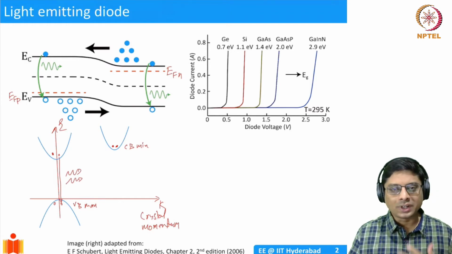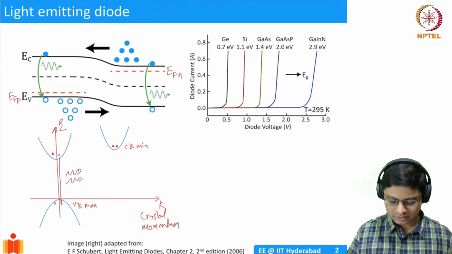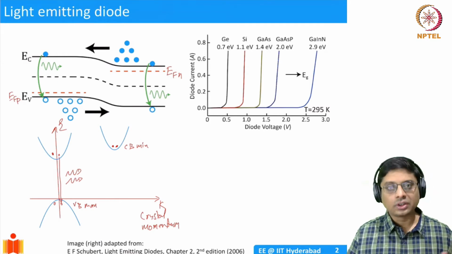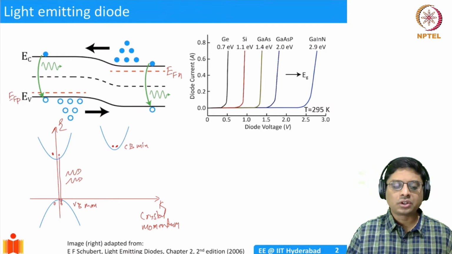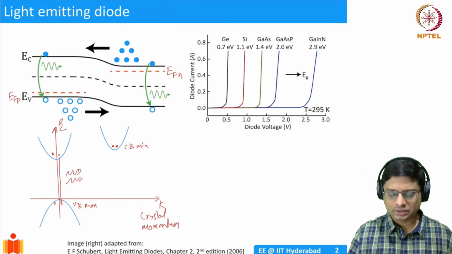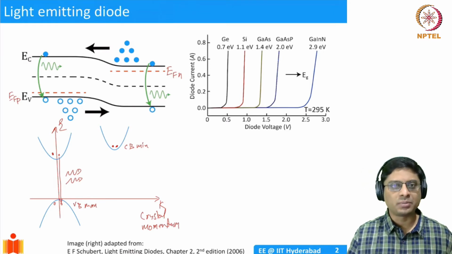So how do we quantify this emission of photons or not? So we talk of mainly two types of recombination processes.